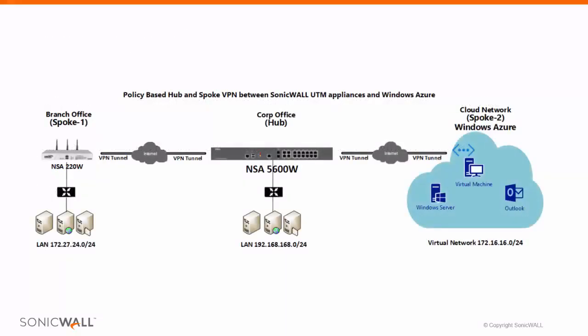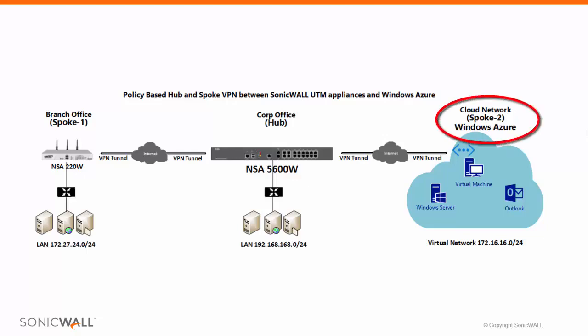This is the network diagram of what we are trying to achieve. We have an NSA 5600 at the corporate office. It has a LAN in the 24-bit subnet. We will call it the hub SonicWall. Here we have an NSA 220 wireless at the branch office. It too has a LAN in the 24-bit subnet. We will call it spoke 1. This SonicWall has a dynamic WAN IP address. So the VPN between this and the hub SonicWall would be in aggressive mode.